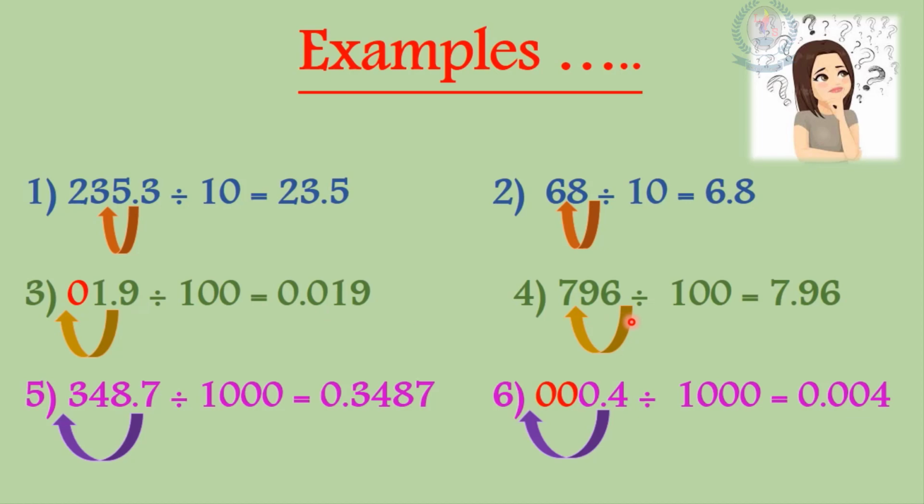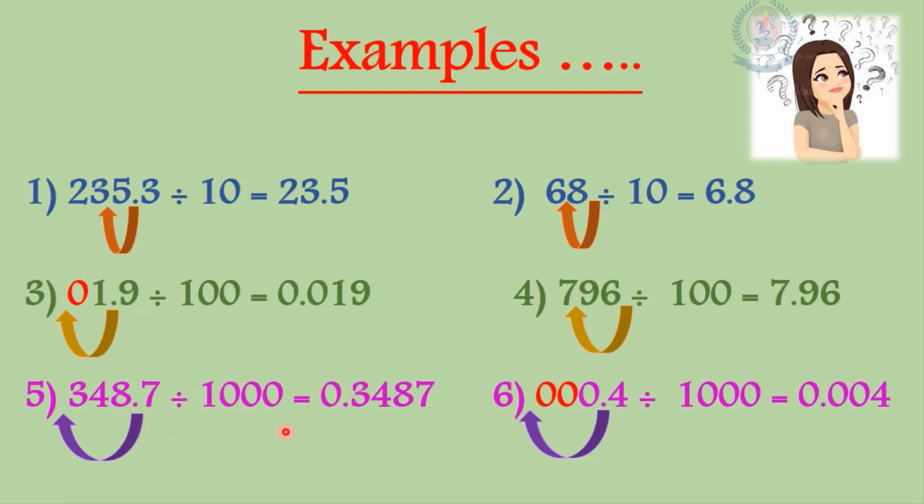Fourth one, 796 divides by 100. Here also we have to divide by 100, and here also we can't see the decimal place directly. So that means after the last digit, after 6, decimal place is there. So we have to move that decimal place to left hand side by 2 digits. Then it comes in between 7 and 9. Then the answer is 7.96.